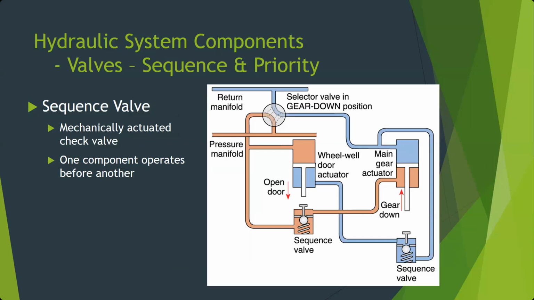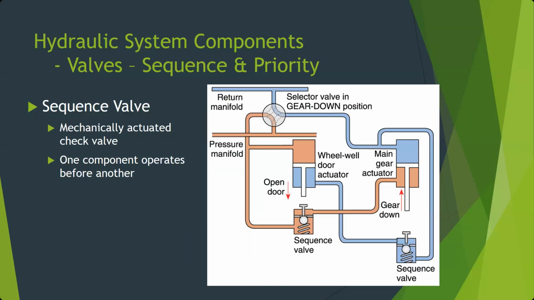So what we have here is an example where the selector valve has been put into the gear down position. And so the first thing that we need to do is open the gear doors if they're closed. So fluid pressure, you can see, goes directly to the door actuator first, and pushing it down allows it to open. And you can see fluid's going to be able to flow out the non-actuation side through a check valve and back to the return.